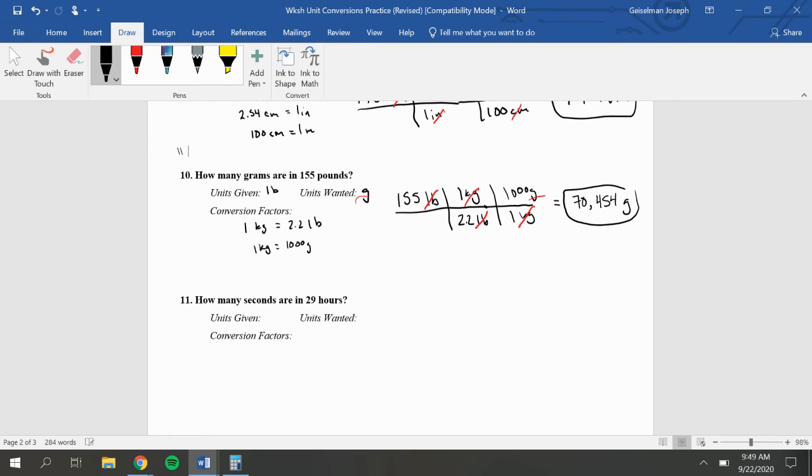It's a lot of grams. But remember, there's 1,000 of them in there, so it's about 60 or 70 kilograms. So it makes sense. All right. The next one, how many seconds are in 29 hours?